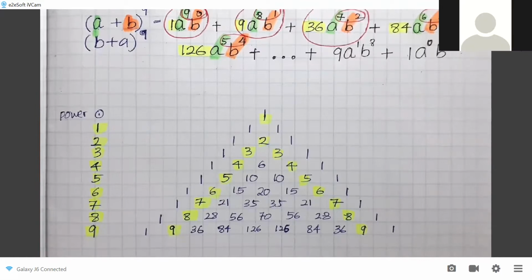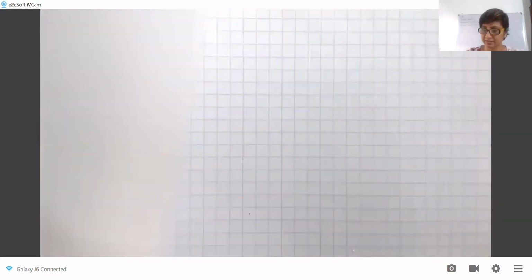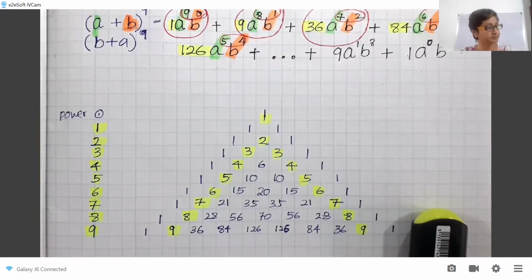Okay, so after you have written all this, start in a new line. Here are some observations. In these binomial expansions, here are some observations. Okay, let's put bullet points and write these things that we observed.